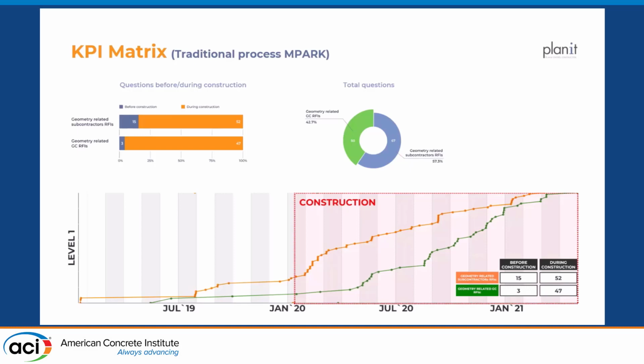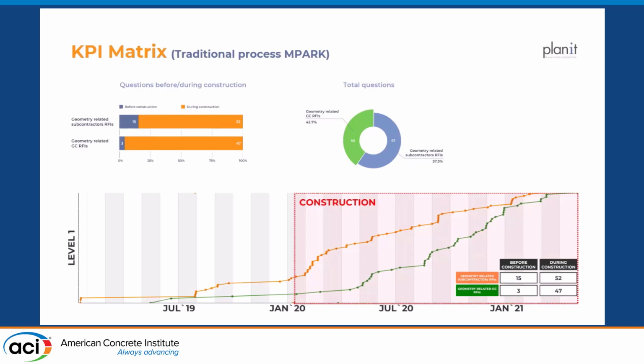What you see here in orange are the RFIs asked in Procore by trades. In green are the RFIs asked by the general contractor. What do we see? We see a big ramp up. And the red box here is construction start on level 1 on a 20-story high-rise residential building. So what happens? The subcontractors ask the questions, and then the general contractor asks them, and you see the time delay here. What is that?